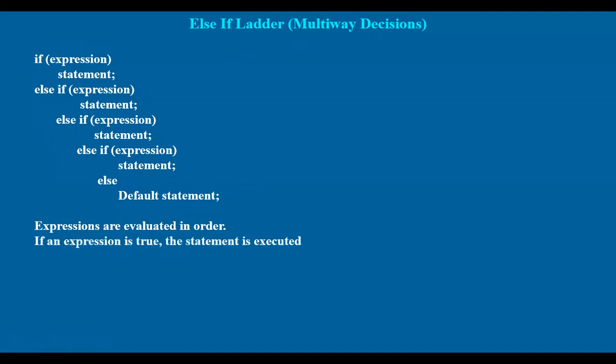If one condition is true, that statement will be executed and that terminates the whole chain. Suppose this condition is true, it executes this statement and comes out. It won't even go inside and test whether this is satisfying or that is satisfying. Once some condition is true, it executes this and comes out of this. So the last statement will be the default statement.